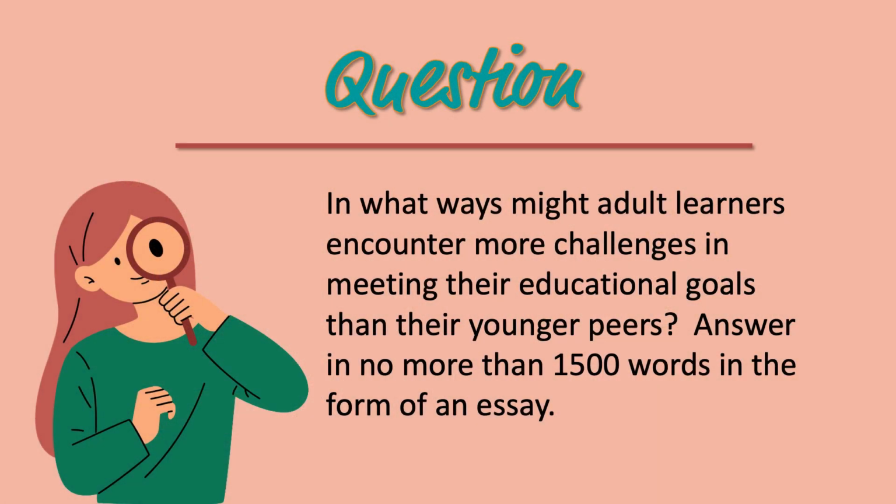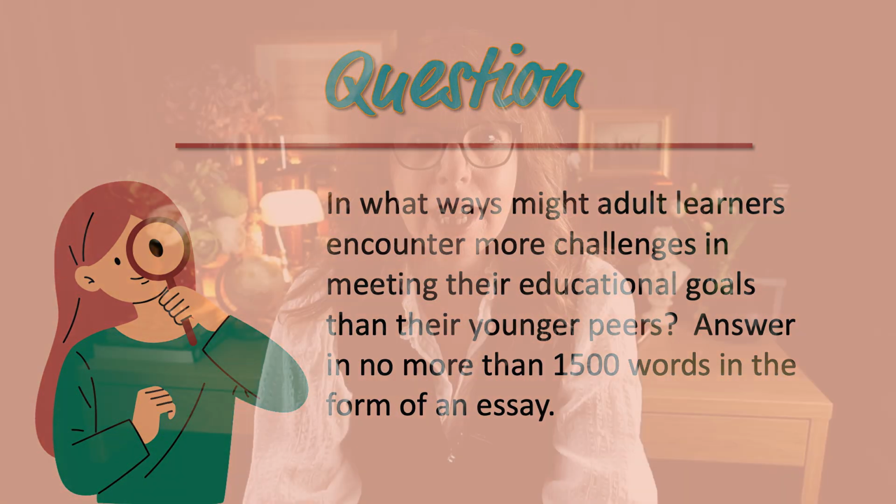Let's start with an example and then we can explore important elements of a concluding paragraph, elements which are optional and what is best avoided when writing a conclusion. In this series, I'm using the following hypothetical essay question, and this will be what the concluding paragraph replies to. In what ways might adult learners encounter more challenges in meeting their educational goals than their younger peers? Answer in no more than 1,500 words in the form of an essay. And this is the example conclusion.